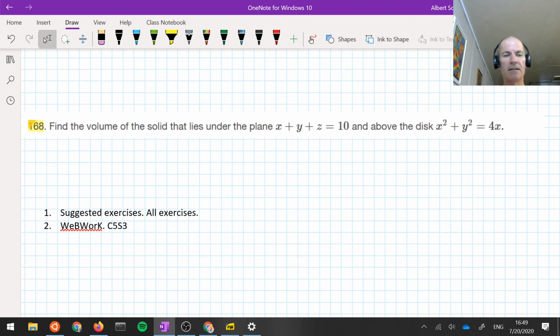All right, last, not least, we want to find the volume that lies under the plane x plus y plus z equals 10, and above this disk, x squared plus y squared equals 4x. All righty.